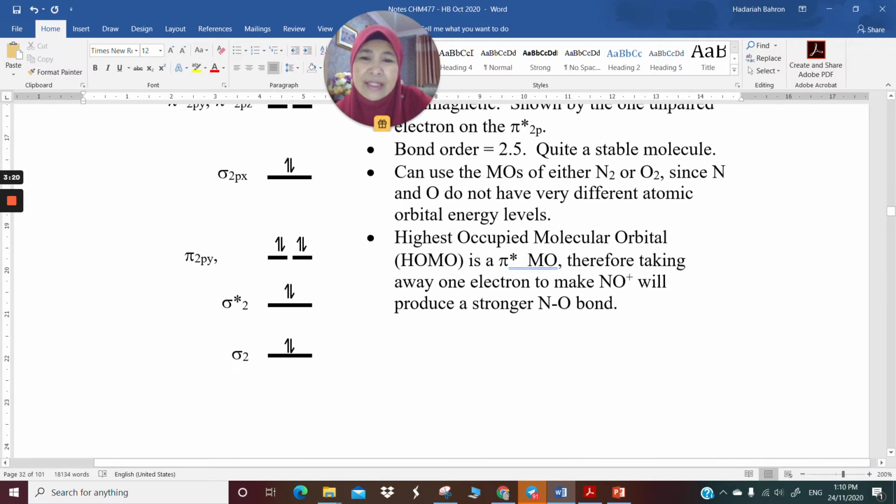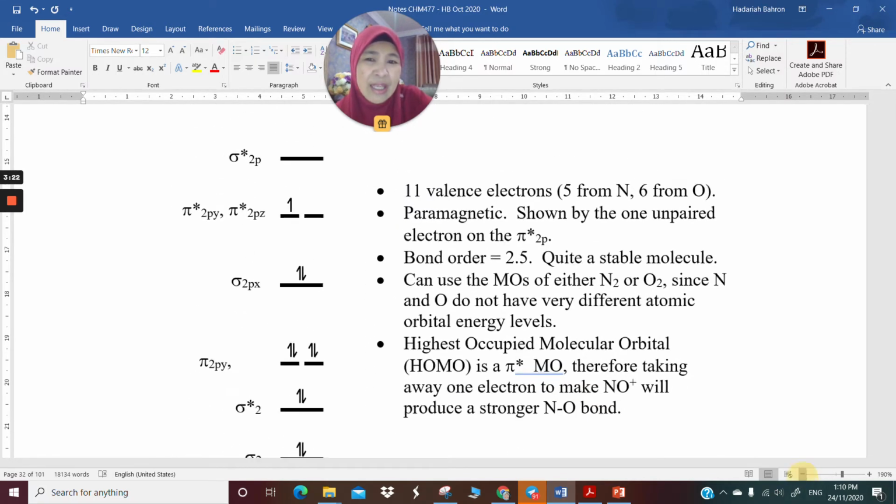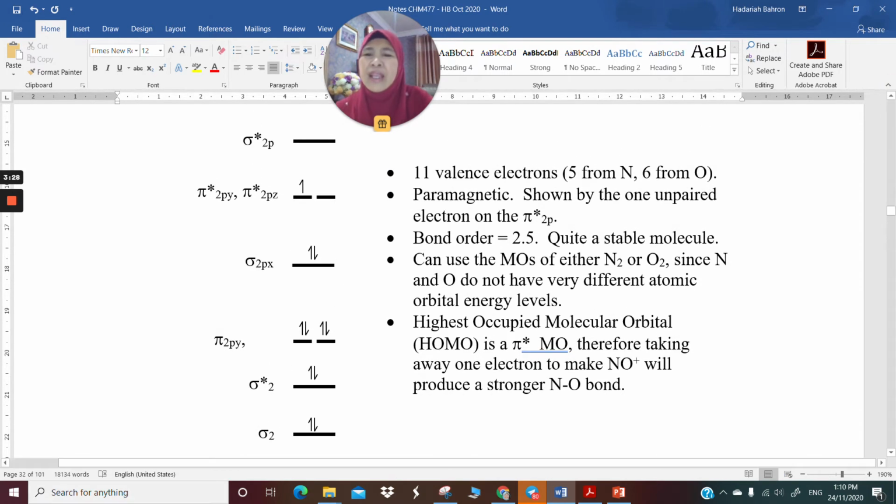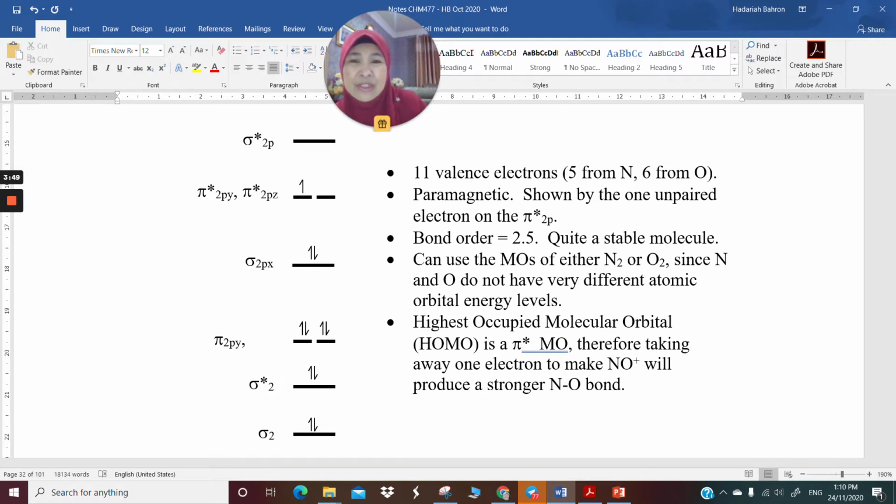Let me make that slightly smaller so we can have everything on the same page, so it's easier for us to discuss. Notice that I'm not putting the sigma 1s and sigma antibonding 1s, the result of the overlap of the 1s orbitals. We are doing away with that because those are not the valence atomic orbitals involved. So we are only discussing the valence. So this is your sigma 2s, sigma antibonding 2s.